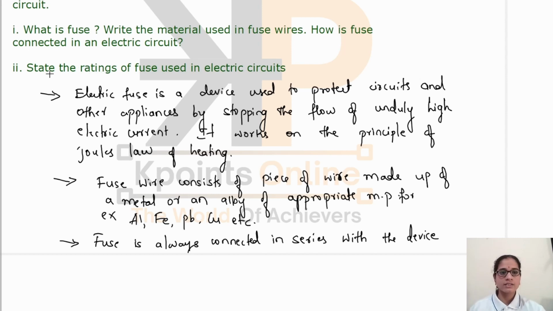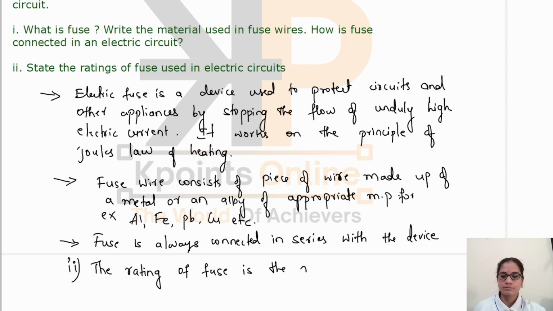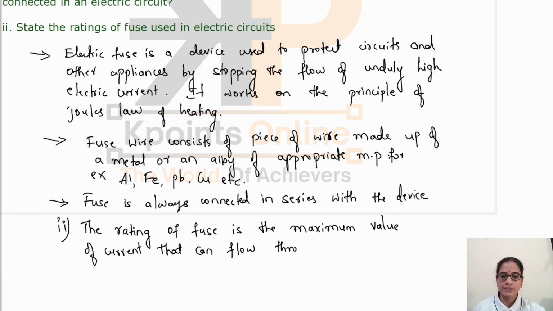Again, there is one more question here. State the ratings of fuse used in electric circuits. The rating of fuse is the maximum current which can flow through the fuse without melting the wire that is present in the fuse. Second answer is the rating of fuse is the maximum value of current flow through it without melting the fuse wire.